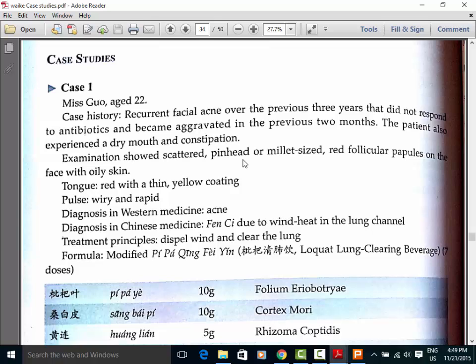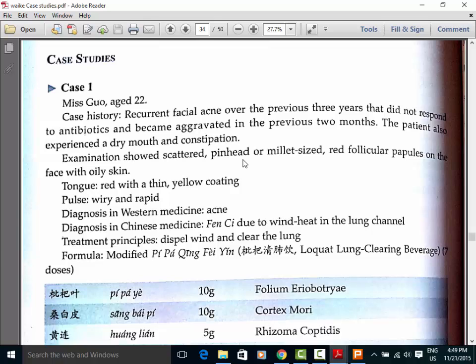Yellow is heat. It's not a greasy tongue, the yellow is heat. It's not greasy, but it's yellow. So there's a lack of dampness signs and symptoms in general. We don't see the slippery pulse, we don't see a greasy tongue coating, which would all indicate dampness.